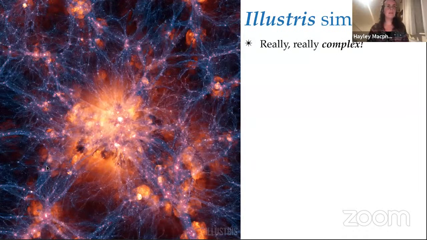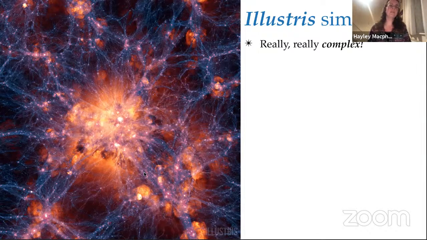So I'm going to tell you about this picture here, which I've been showing you for my entire talk, but haven't mentioned at all. So this is a snapshot from one of the Illustris simulations. These really are some of the most accurate models of our universe that we have at the moment. And I just want to tell you a bit about the level of detail in these simulations and all of the physical processes that they take into account.